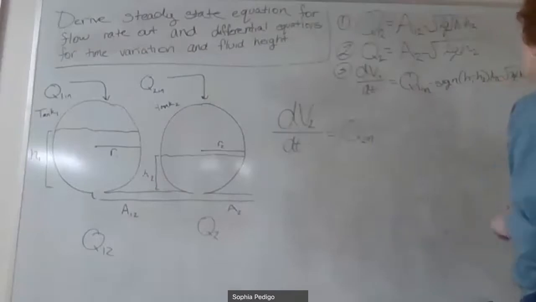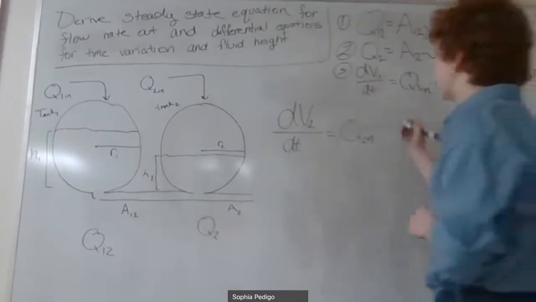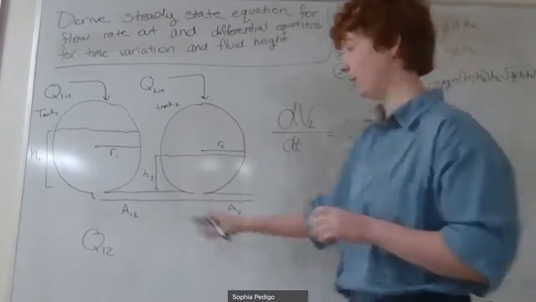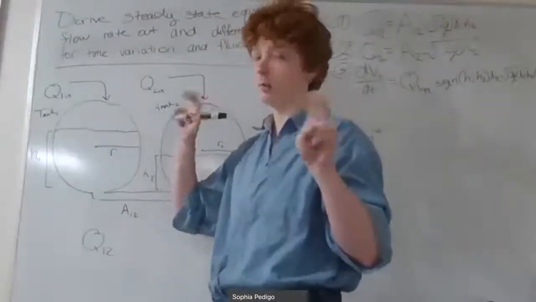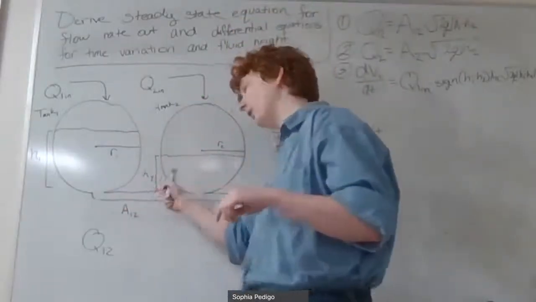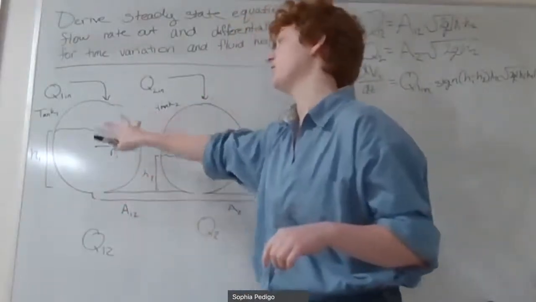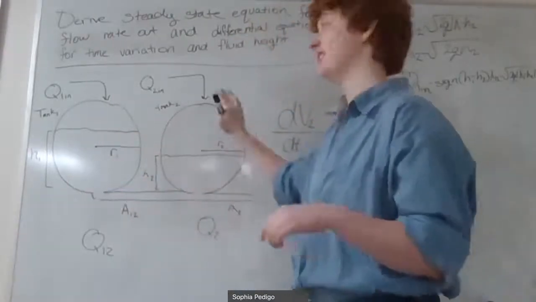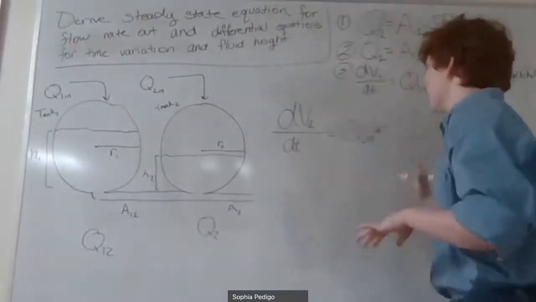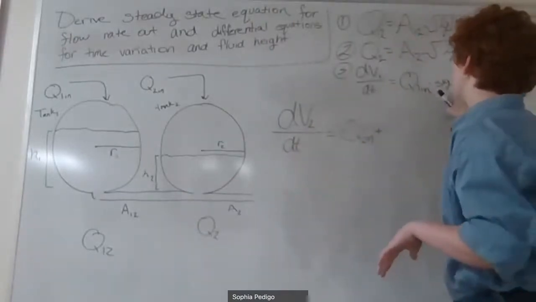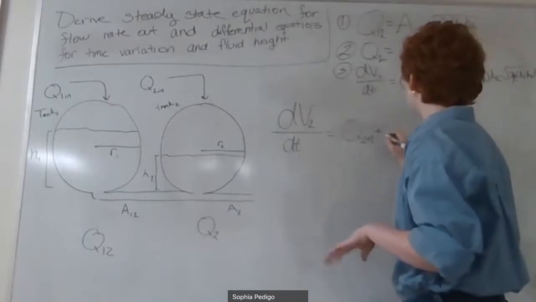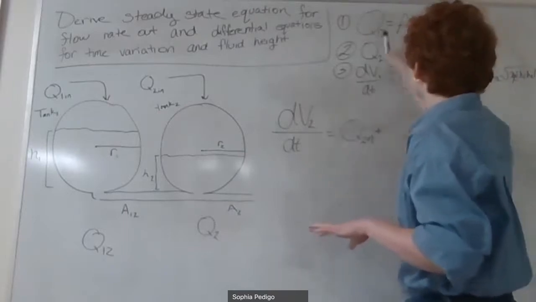Q2N. Now, we're going to go ahead and add Q12. So we're just going to say we're adding Q12 because, at least in the situation that I have drawn here, Q12 would be flowing into tank 2. However, we are going to make an adjustment with the sign. So that would be Q12, which is right here.